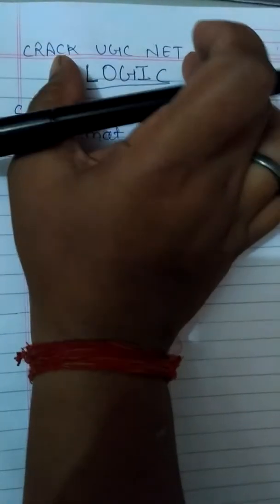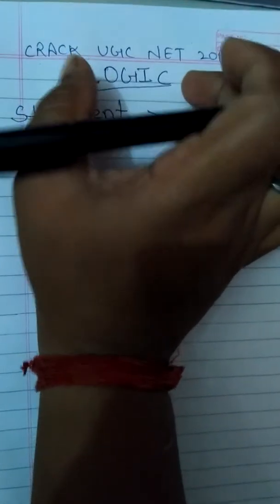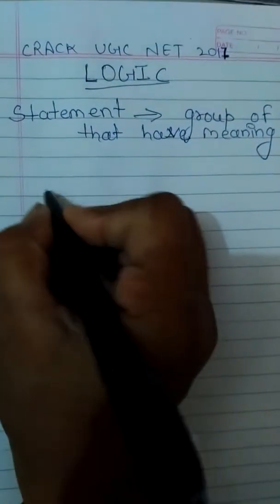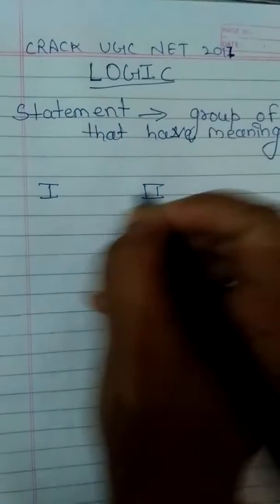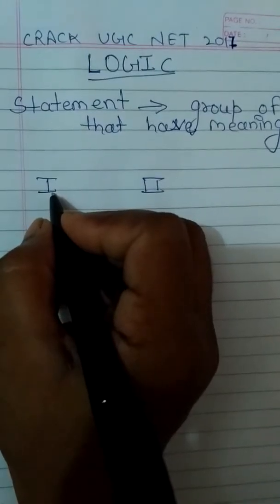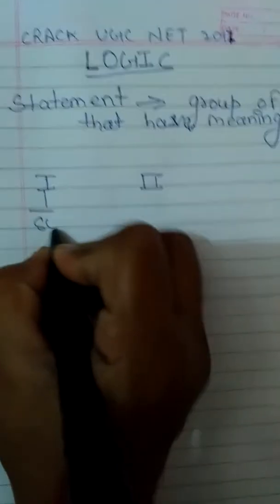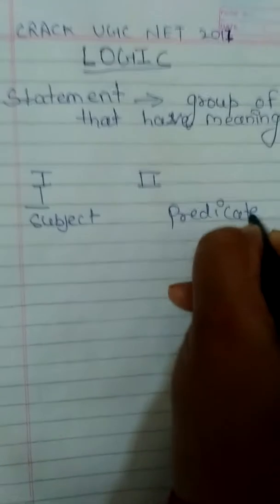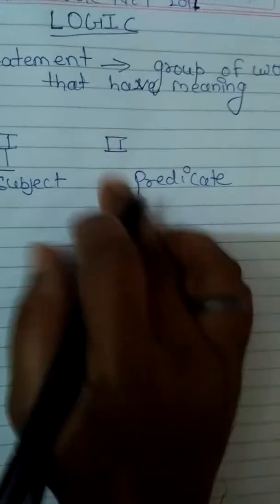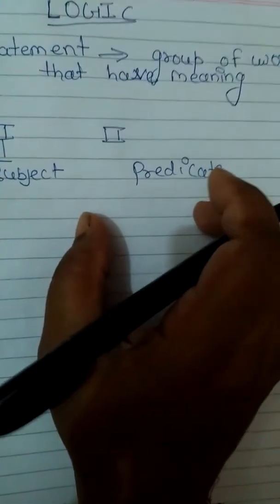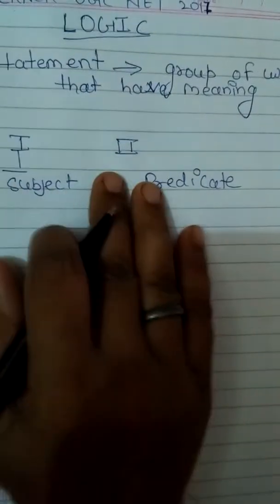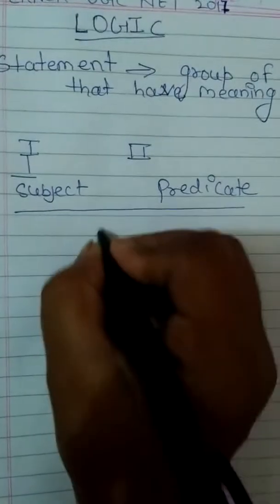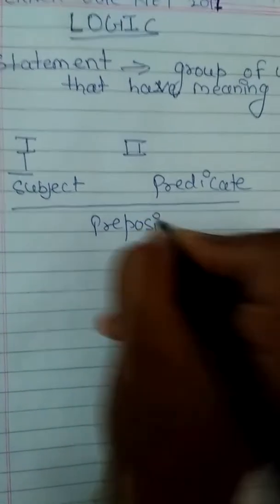But if you want to study in terms of logic, there are two terms in a statement: first term and second term. The first term is called subject and the second term is called predicate. Okay, so in logic we will first study the subject and predicate terms. Statements in logic are called propositions.